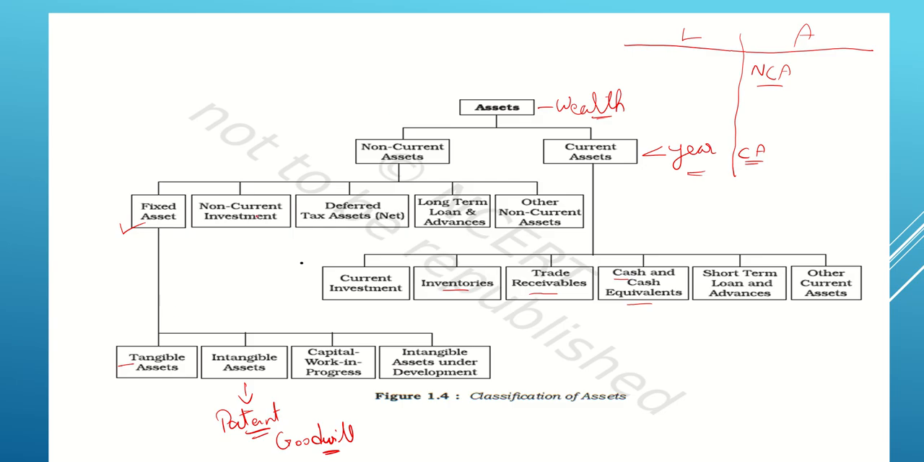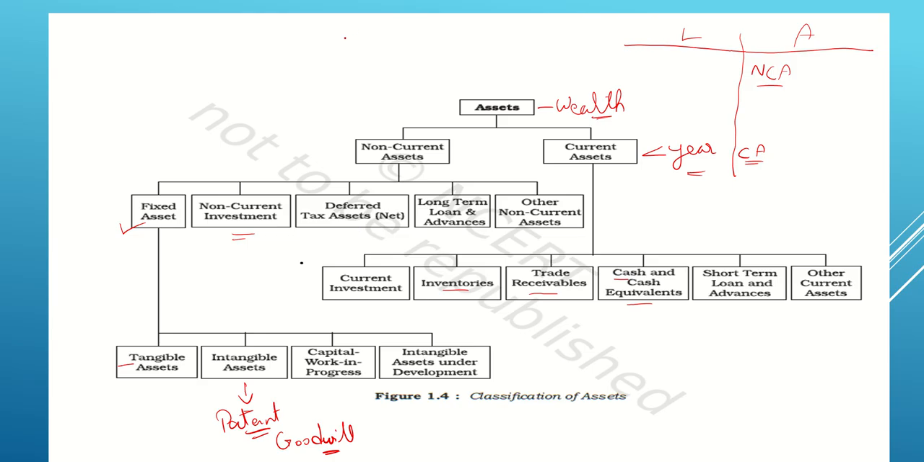Then comes non-current investments. Okay. So what are non-current investments? Investments which take more than a year to mature. For a long-term purpose you had invested, then it will come under non-current investment. Next comes deferred tax assets.